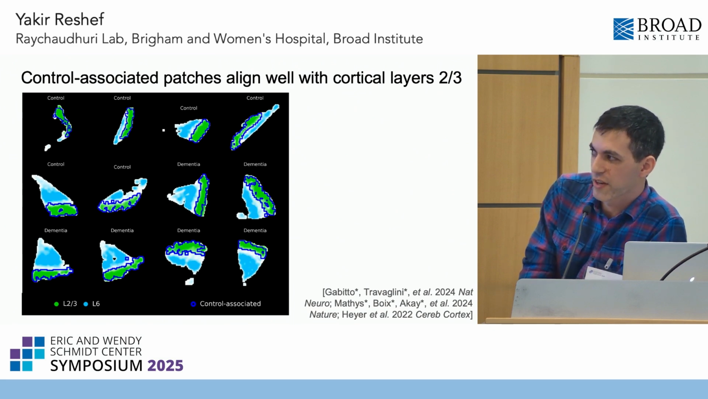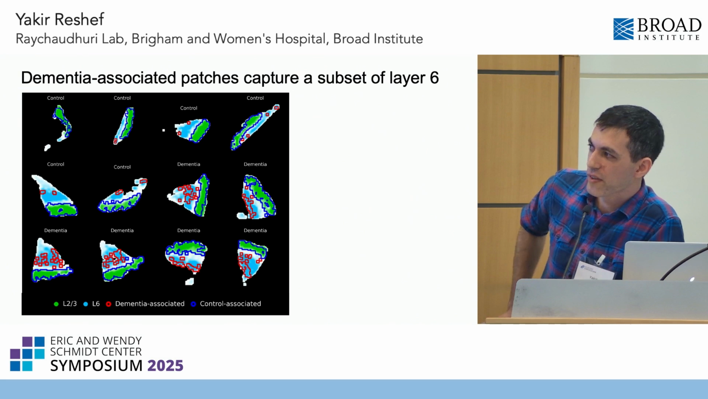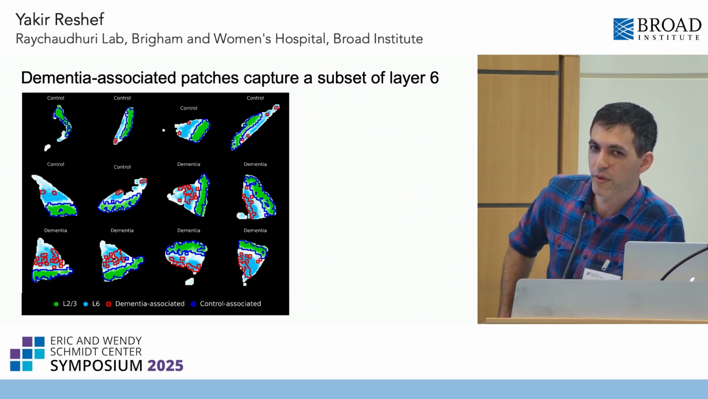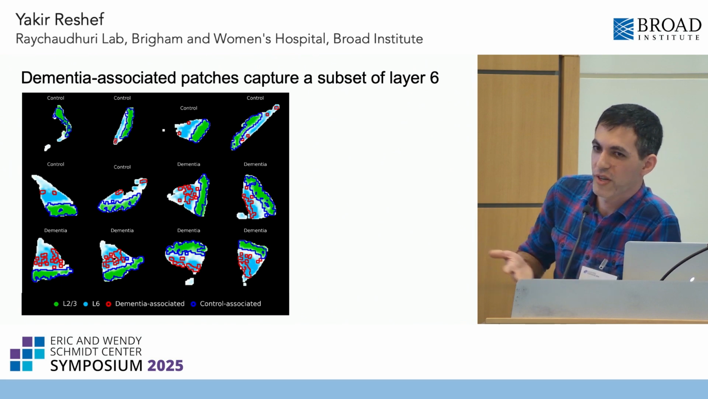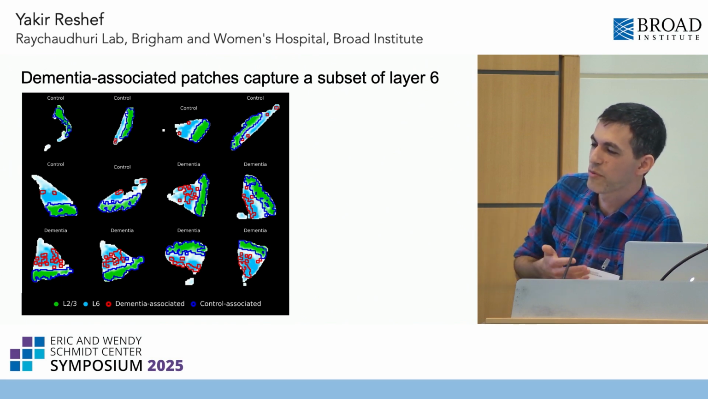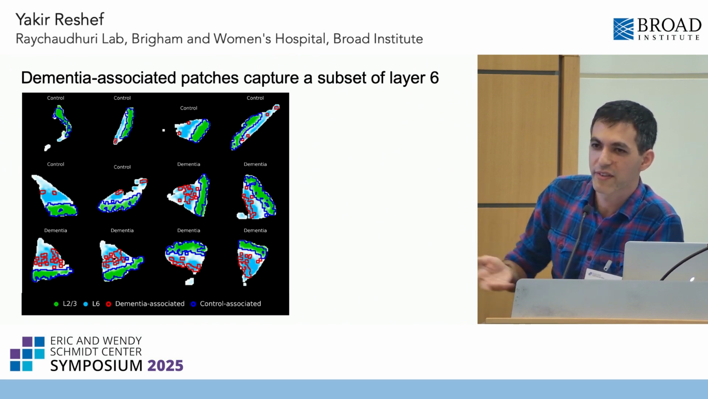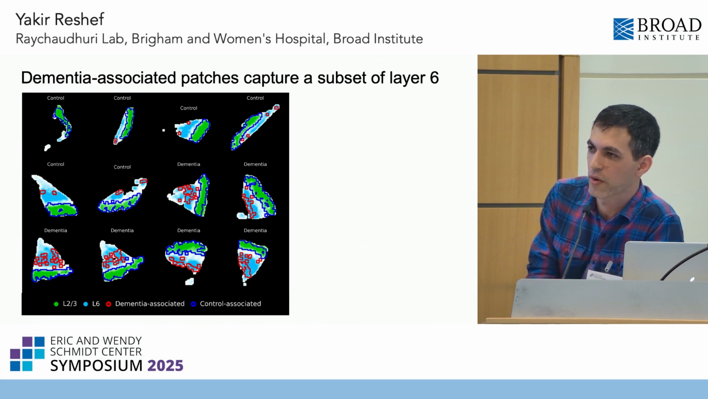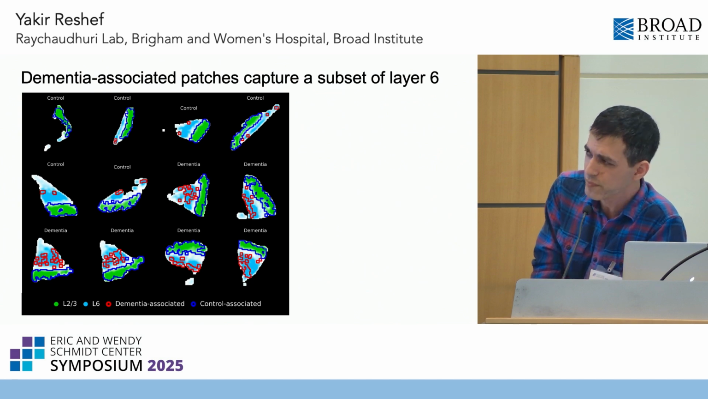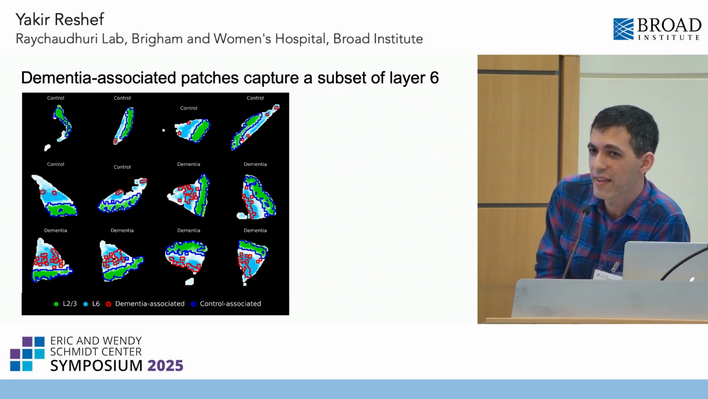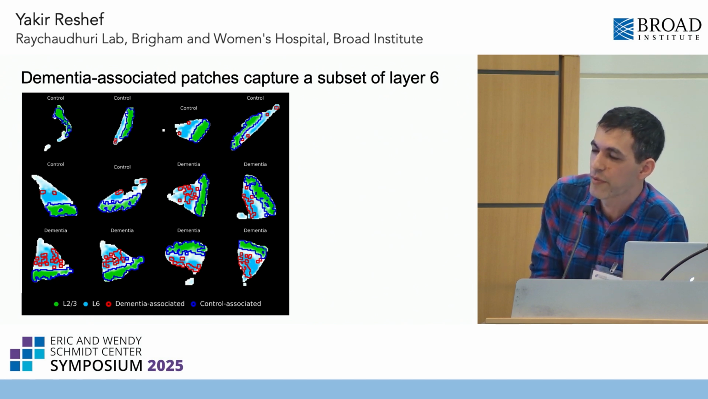What about the dementia-associated patches? Well, they overlay like this. So they correspond to a subset of layer 6, not the whole thing, but a subset. And so the first question that we asked is, is this subset biologically meaningful? Is it different in any way from the rest of cortical layer 6, or are we just finding some random subset of layer 6 because of some statistical power issue? To get at this, we looked at cell type abundances in basically the red outlined patches compared to the rest of layer 6.